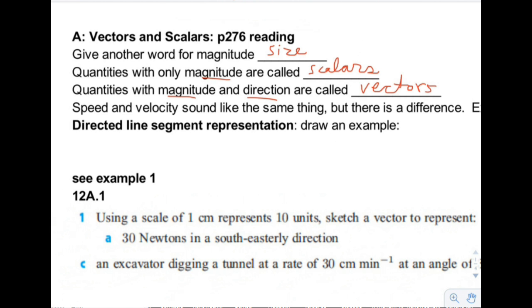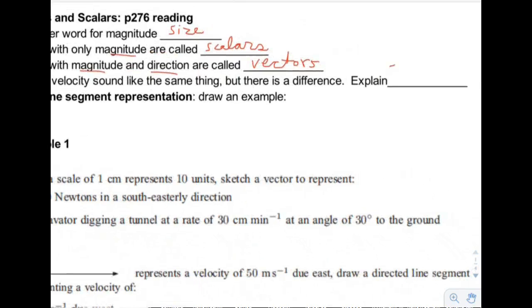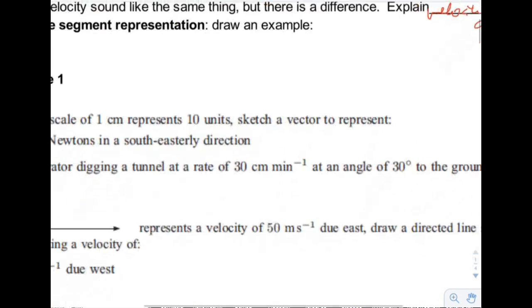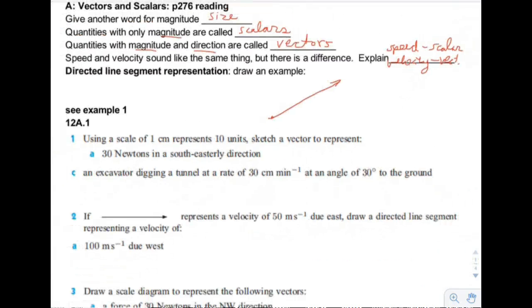Okay. Speed and velocity sound like the same thing, but there's a difference. Explain. Well, speed, as you might remember from physics, is a scalar, no direction associated. And velocity is speed with a direction associated, so it's a vector. Okay. Directed line segment representation, draw an example. So usually a vector is drawn as a line segment with an arrow going in one direction. Okay, so that is usually the way it looks.